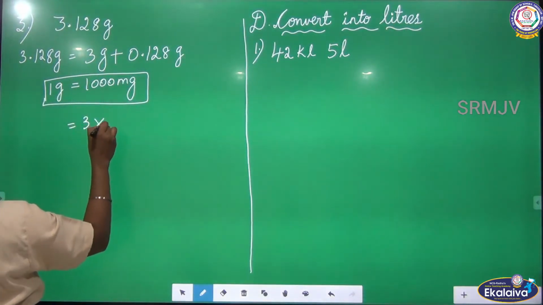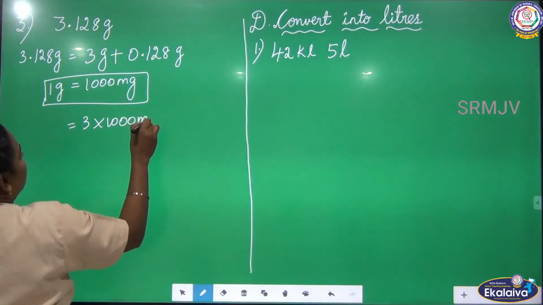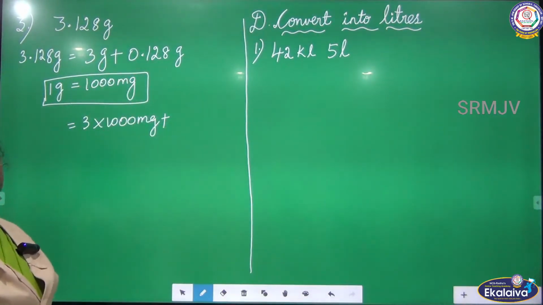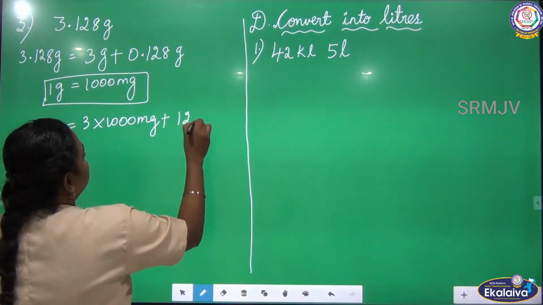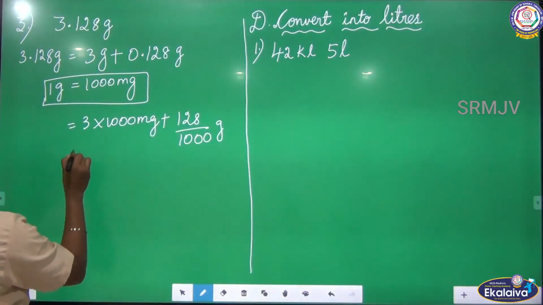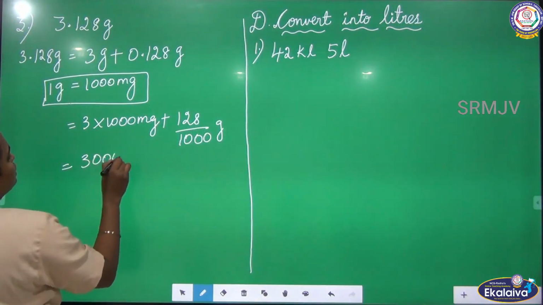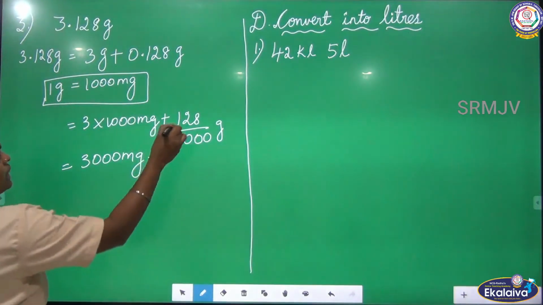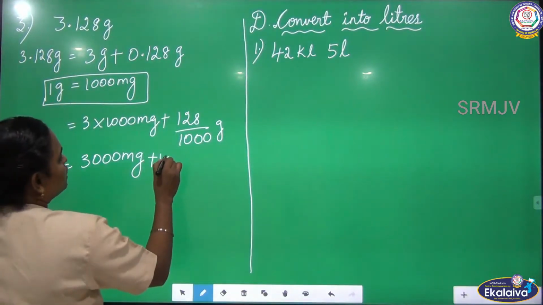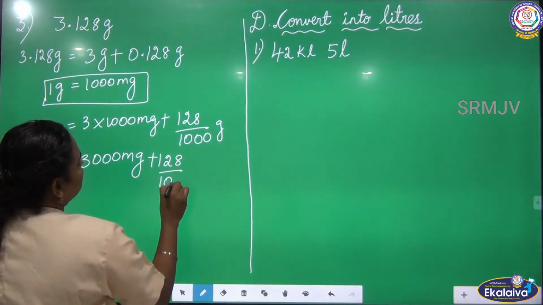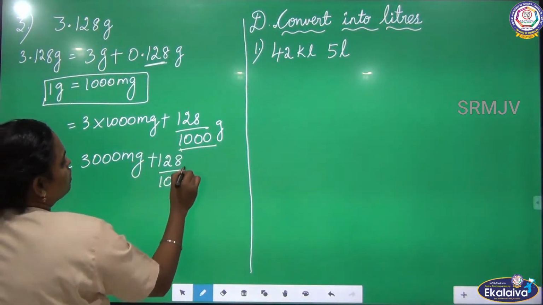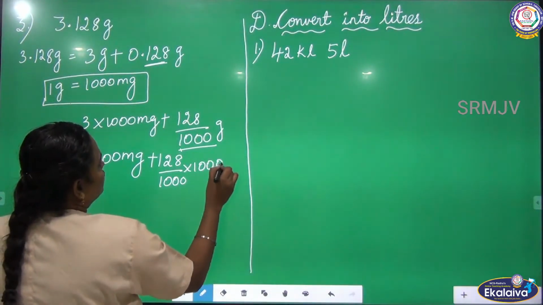So, 3 gram equal to 3 into 1000 milligram. So, can you tell me in the fraction, 0.128 equal to 128 by 1000 gram. So, next 3 into 1000, 3000 milligram. So, how will you convert gram into milligram? We have to multiply with 1000. So, 128 divided by 1000. See, listen children, here 3 decimal places. So, we have written 1000 here. So, 128 into 1000 milligram.